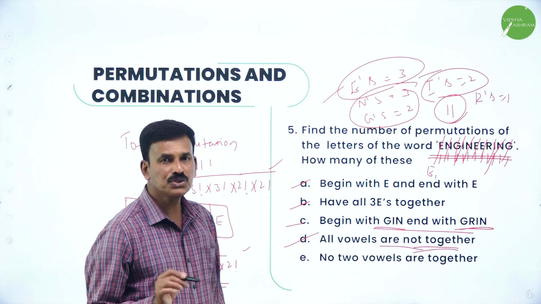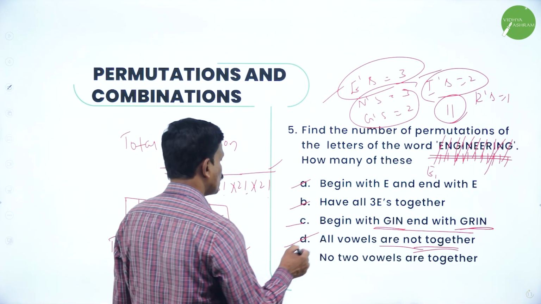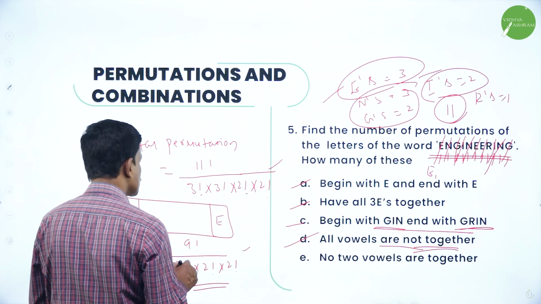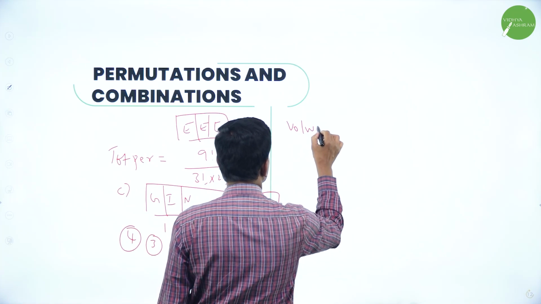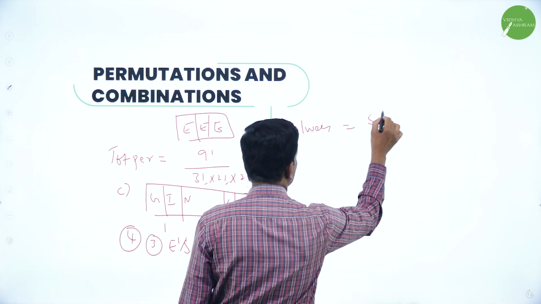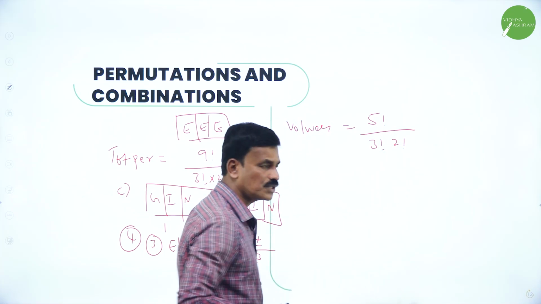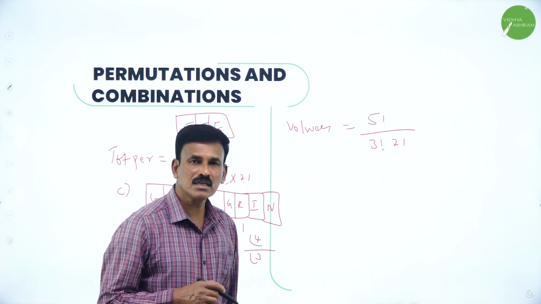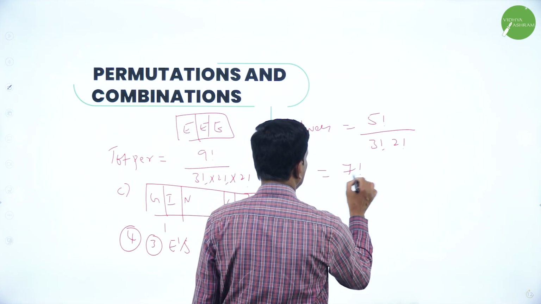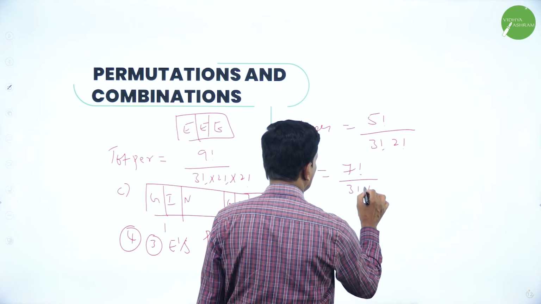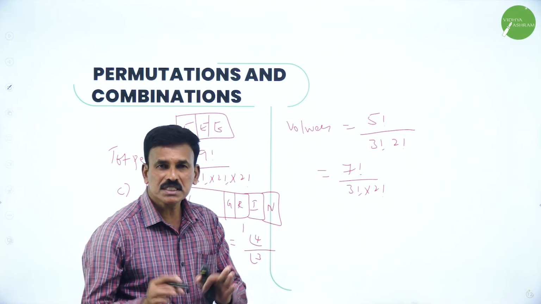So there are only 2 vowels, that is 3 E's and 2 I's. Therefore, the permutation with the vowels is equal to 5 factorial divided by 3 factorial into 2 factorial, right? Now, if you consider the vowels as 1 unit, then the permutation will be 7 factorial divided by 3 factorial into 2 factorial. Now, just write down the total permutation with all the vowels.